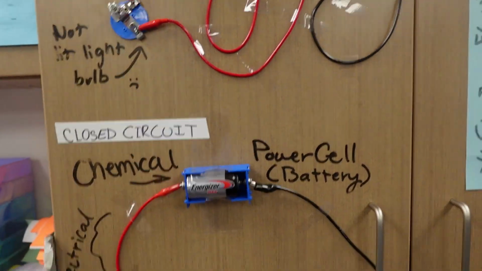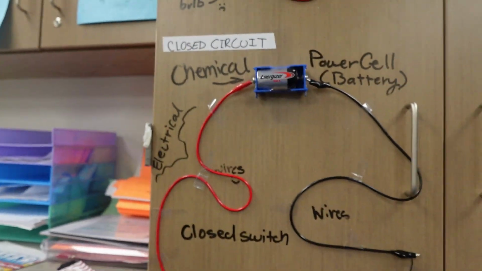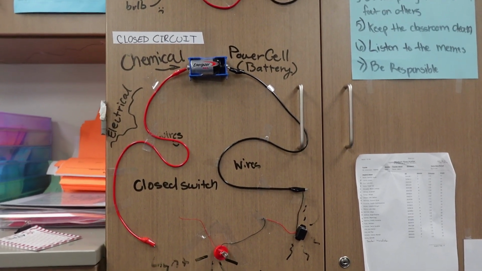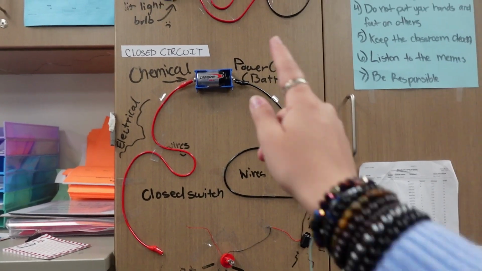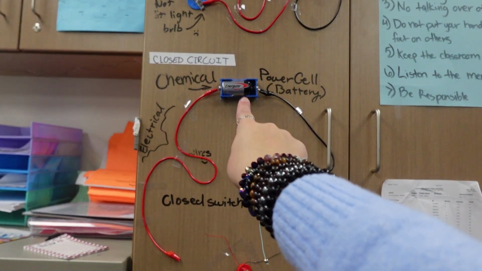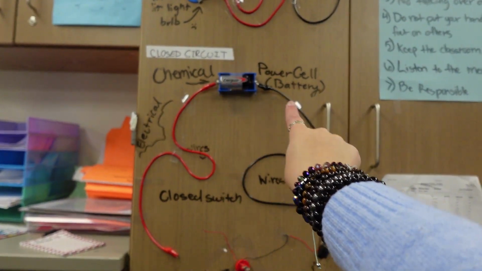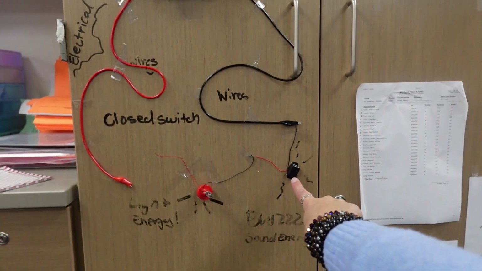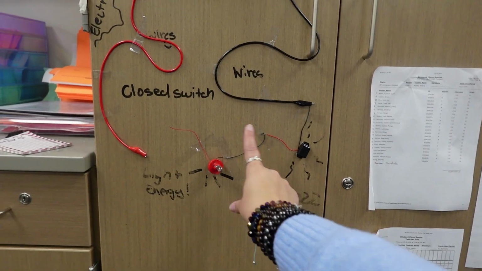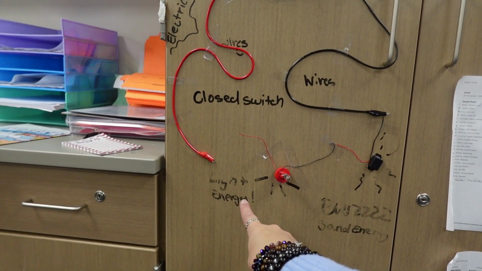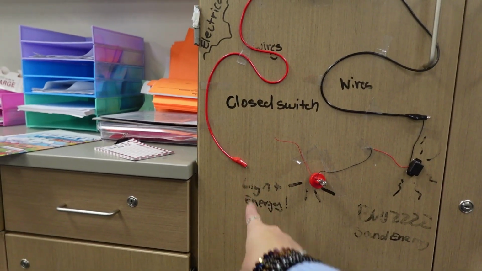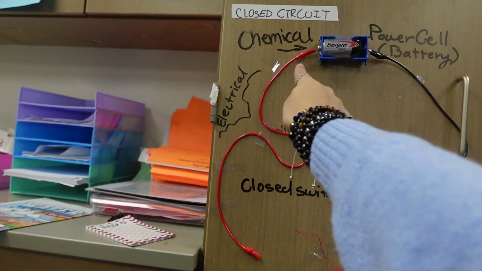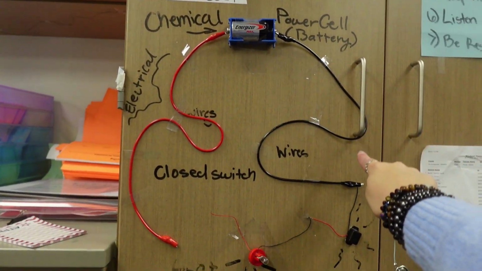So here, I was supposed to have a closed circuit, but my switch fell off. However, if we're looking at our different parts, first we have our power cell, which is our battery. It has chemical energy. Then we have electrical energy that's flowing through each of the wires. I have a buzzer here that demonstrates sound energy. I have my light bulb that represents light energy. I was supposed to have a closed switch, but it's broken. And then I have the rest of my wires coming back up, and the electrical energy is going back around.